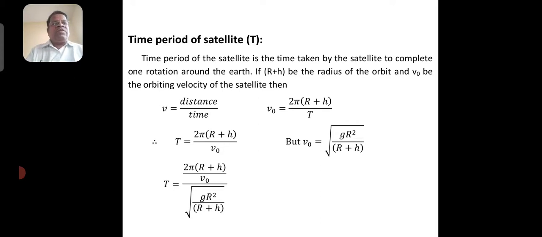Time taken for one rotation is known as period, denoted by capital T. Therefore, v naught equals 2 pi (R plus h) divided by capital T. Therefore, period T equals 2 pi (R plus h) by v naught. But v naught equals root of g R square by (R plus h). Substituting this value of v naught in the above expression, we get T equals, in the numerator 2 pi (R plus h), in the denominator root of g R square by (R plus h).